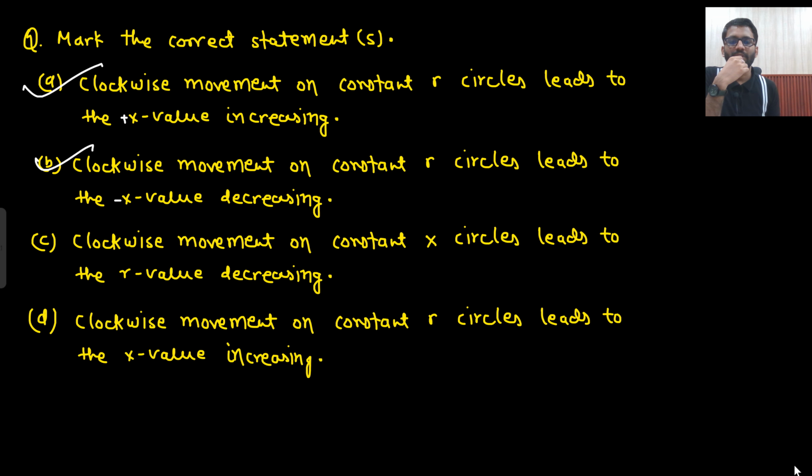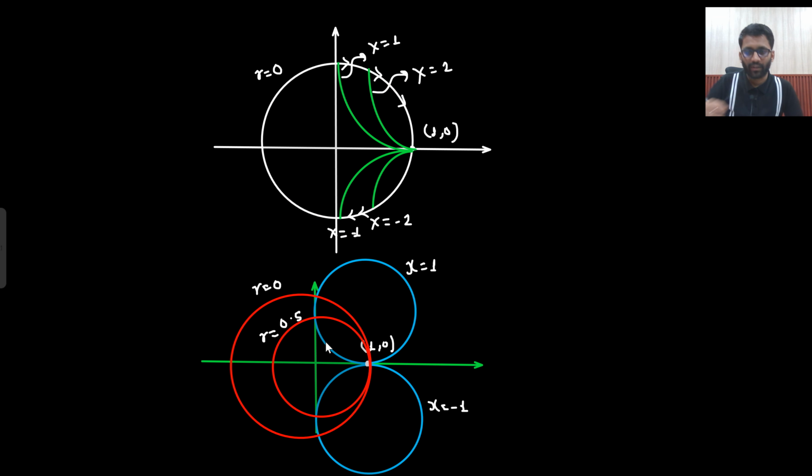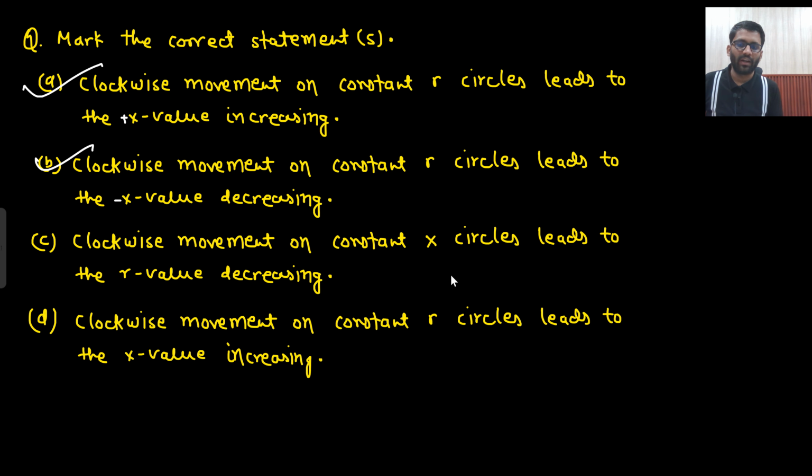Clockwise movement on a constant X circle. Here we are moving clockwise. So clockwise movement on constant X circles will result in a decreasing value of R. Why is that so? Because here R was 0.5, now R has become 0. So from 0.5 to 0 you are going, so the R value is decreasing. But this is happening on positive X circles, no?